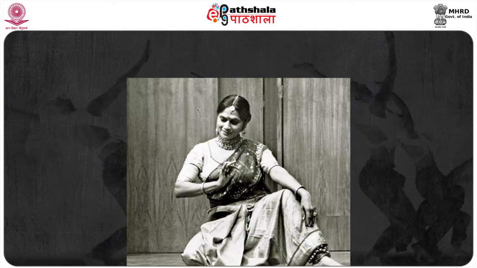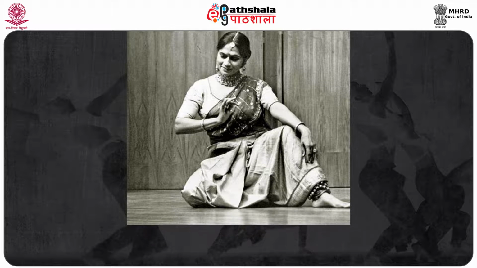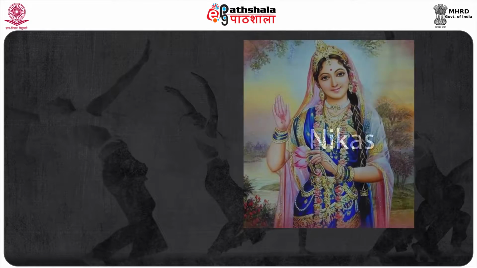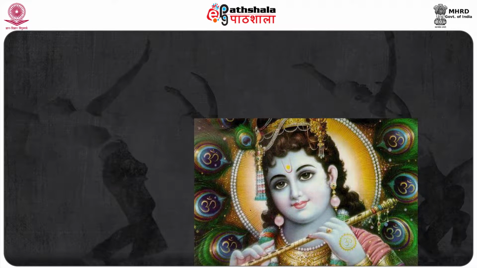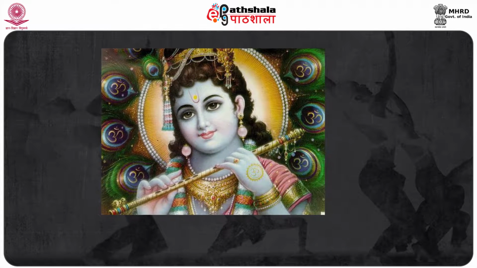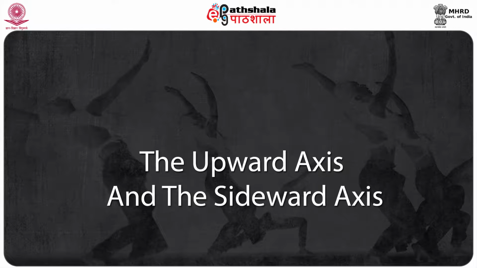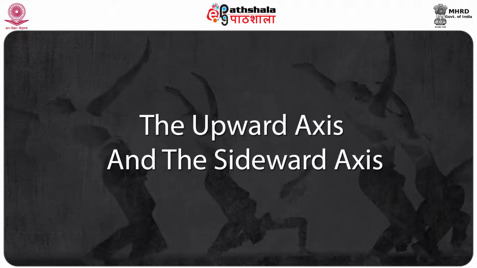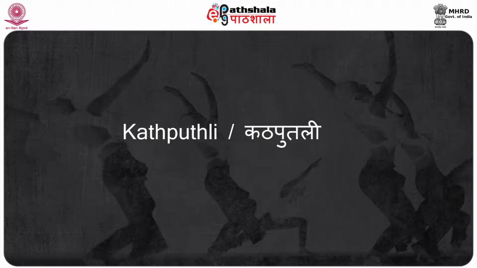Ahmedabad-based Kumudini Lakhia began her mature journey in dance by challenging the basic nikas of Kathak, the left hand suggesting Radha and the right suggesting Krishna, reinterpreting the mayurpankh as pointing in the direction of the infinite around two axes, the upward axis and the sideward axis. She explored modern poetry and broke new ground with Bhavani Prasad Mishra's Kathputli, a comment on the fettered state of women.